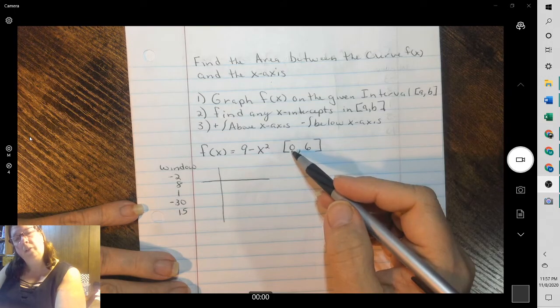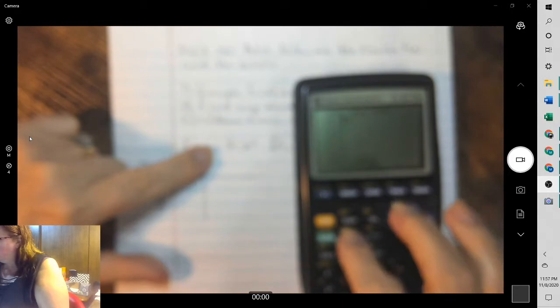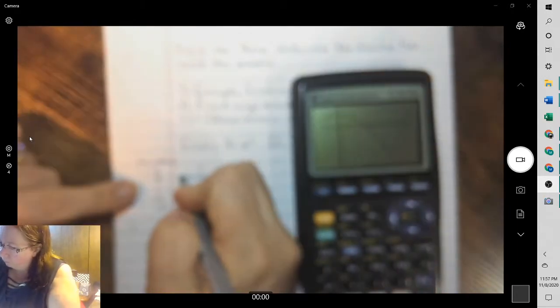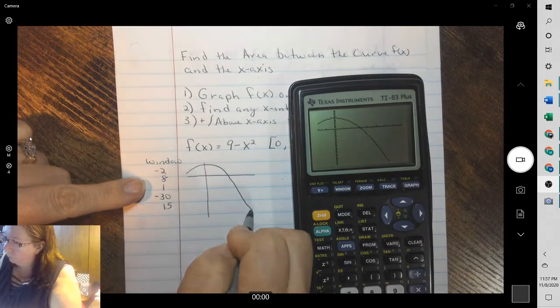And so we can graph that using our calculator. Under y equals, put the equation 9 minus x squared. Go to your window, -2, 8, 1, -30, and 15, and then graph it. It's looking like that.